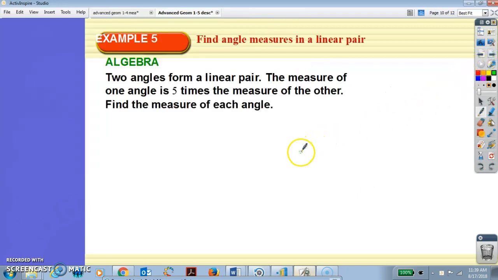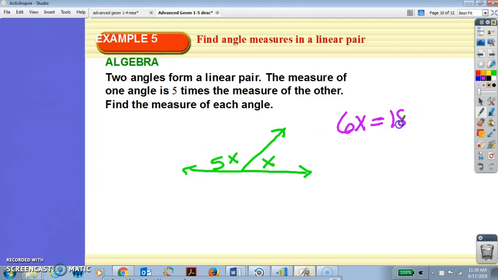Two angles form a linear pair. Okay, so we have 2 angles forming a linear pair. The measure of one of the angles is 5 times the measure of the other angle. What are the measures? Well, let's think about it. Linear pairs add to what? 180. So 5x plus x, or 6x, equals 180.